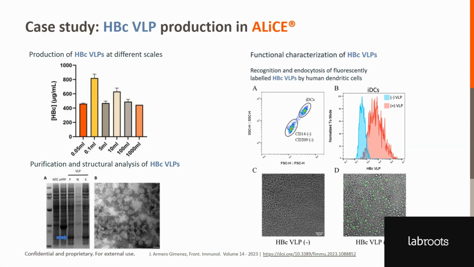Having produced our particles from the 1 liter reaction, we could then take it forward to functional studies. In this context, we're labeling the virus-like particles using a fluorescent dye, a fluorophore. And just by incubating them with dendritic cells, we could see that in the negative control, you don't see any fluorescence in the cells after incubation. But in the positive control, using flow cytometry and fluorescence microscopy, we could see uptake of the particles.